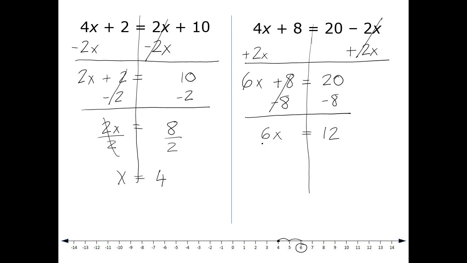Okay, so my last step would simply be divide by the number that's multiplying the x, that's 6. I divide on both sides by 6. These cancel out, and then 12 divided by 6 is just 2. And we're finished with that one.